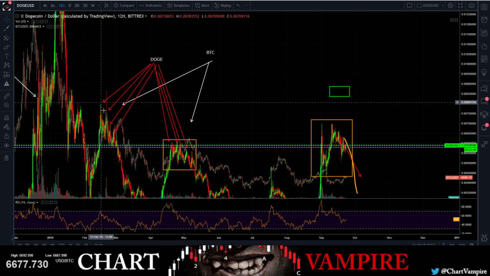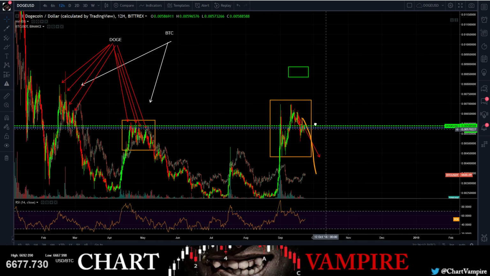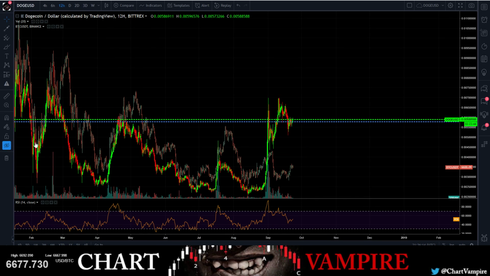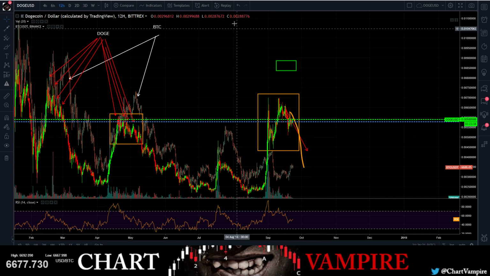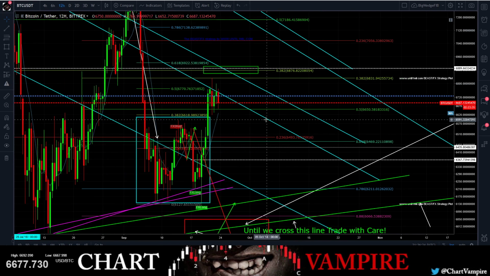There's that little last push up. Look at all these doggies. These little doggy pushes up. And look, doggy's pushing up one more time. Let's see if we can just get one more little wick up here. And this gives me also hope that we can get one more little push on BTC.